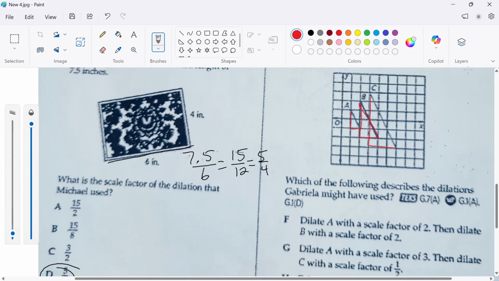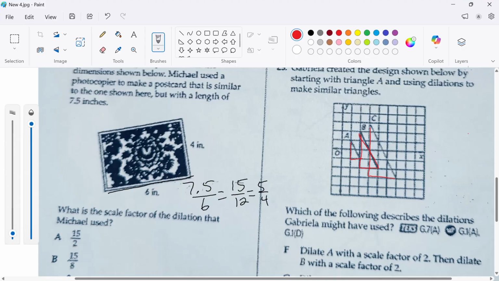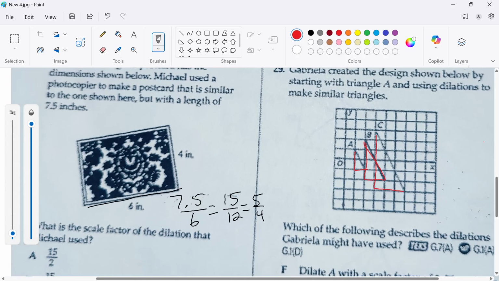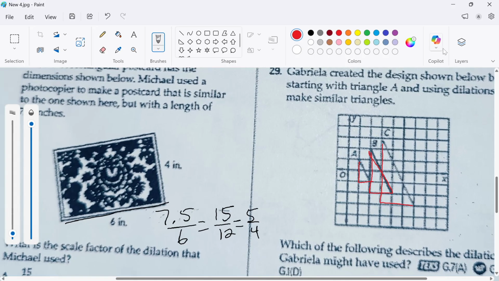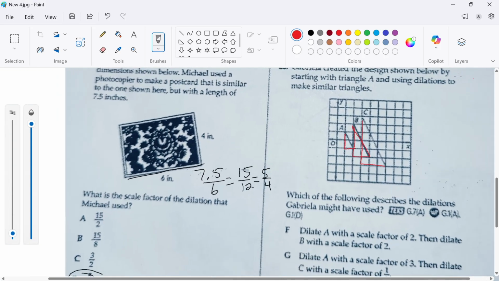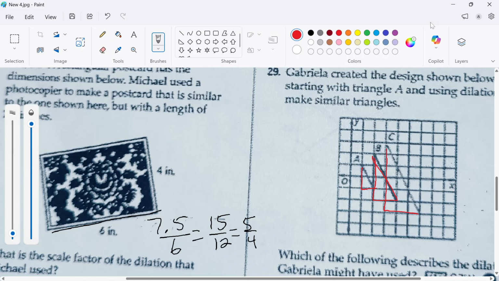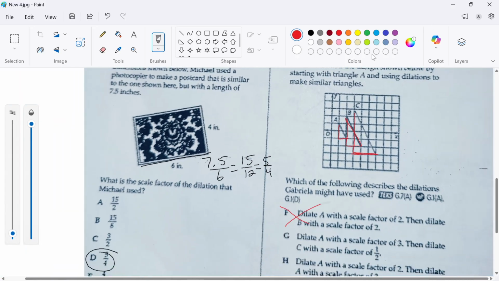Dilate A with a scale factor of 2. That gives me B, yeah, because it goes 2 high to 4 high and 1 across, 1 wide to 2 wide. But then this one says, then dilate B with a scale factor of 2. Well, C doesn't have a base length of 4. It has a base length of 3, so that's not it.